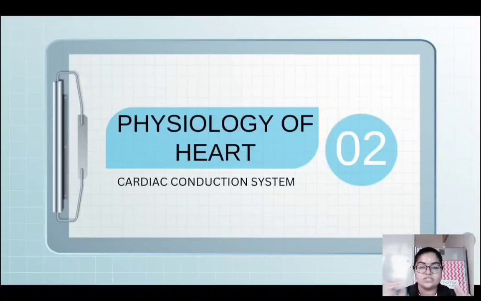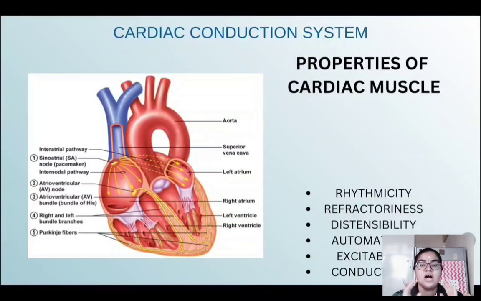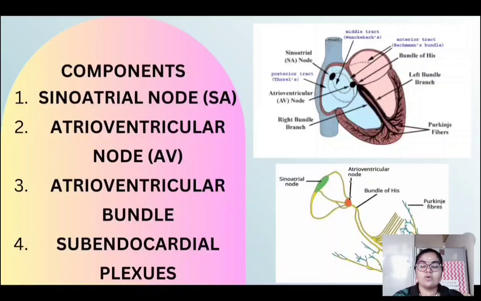So now let us look at the physiology of a heart. I will be talking on the cardiac conduction system. First, the heart is made of cardiac muscle, and it has some properties such as rhythmicity, refractoriness, distensibility, automaticity, excitability, and conductivity. The components of the conduction system are the sinoatrial node, known as SA node, the atrioventricular node, known as AV node, the atrioventricular bundle, and the subendocardial plexus, known as Purkinje fibers.